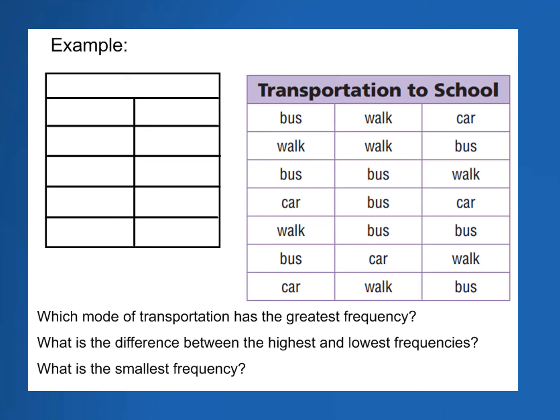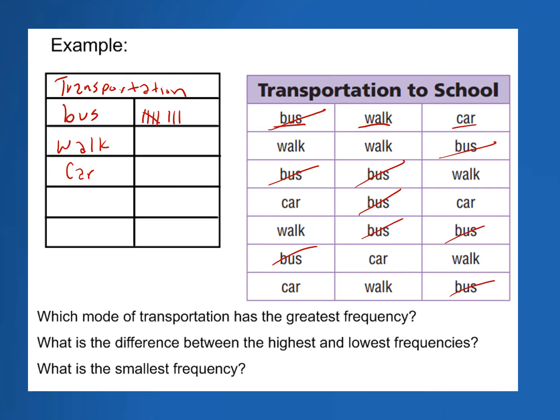So we'll do the same thing here. So first thing is I'll label my frequency table. I'll label it transportation. My events are going to be bus, walking, or car. I don't see any other bus, walk, car, bus. So that's it. Now I need to go in and count all of them. So I'm going to start with buses. I'll count all the buses and cross them off. So 1, 2, 3, 4, 5, 6, 7, 8, 9 buses.